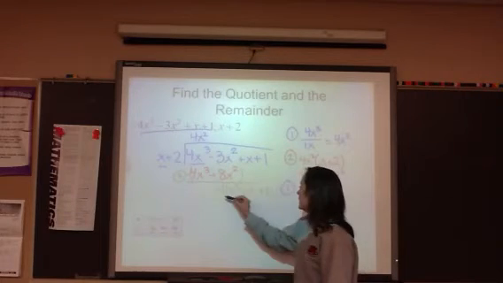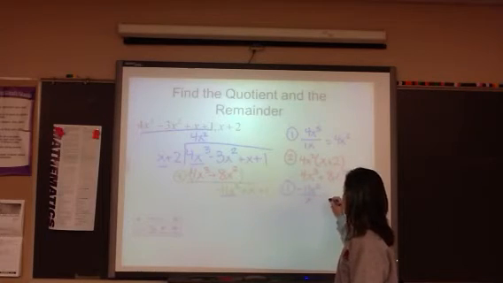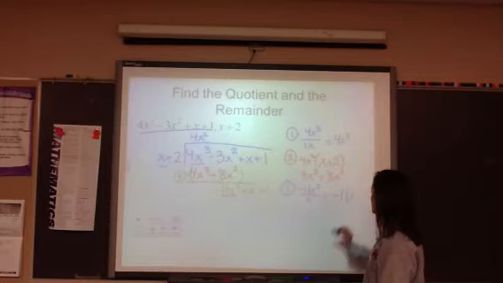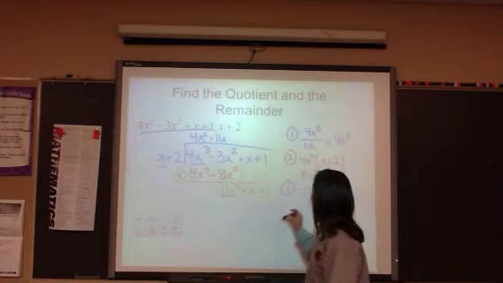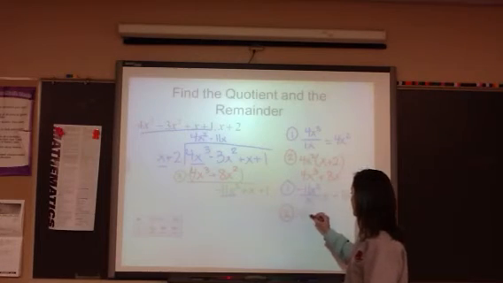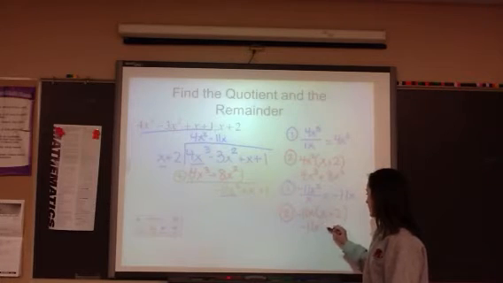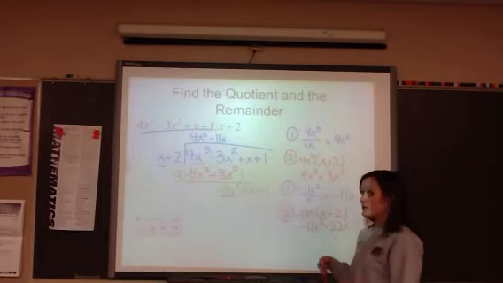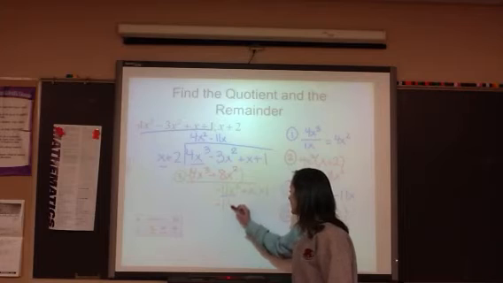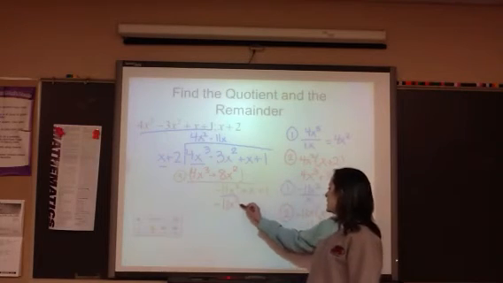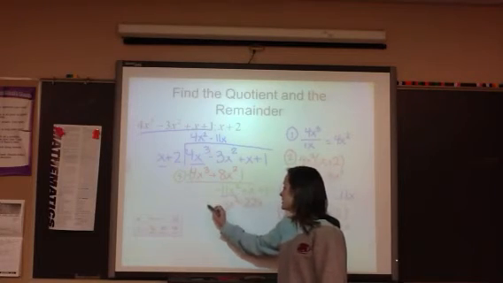So step 1 again, divide the first term by the first term. So negative 11x squared divided by x is negative 11x. So we put that up top. Then step 2 is to multiply. So negative 11x times x plus 2 is negative 11x squared minus 22x. Remember, if I go too fast, pause the video and go from there. So negative 11x squared minus 22x goes there. Your third step now is to subtract.